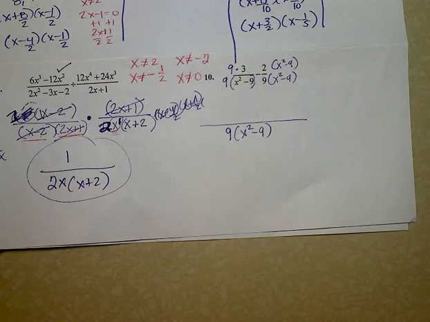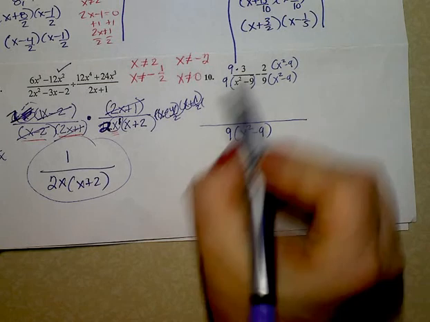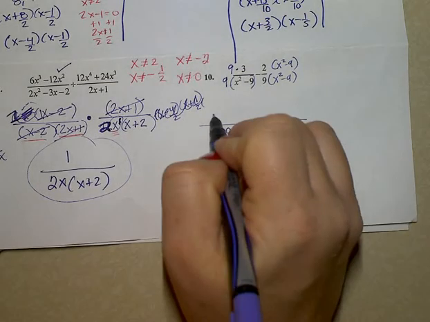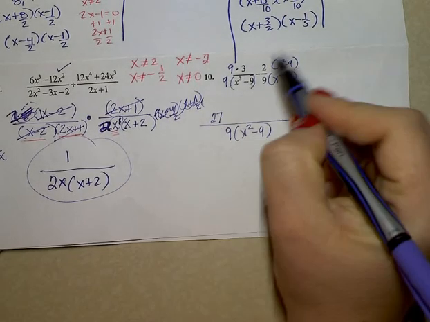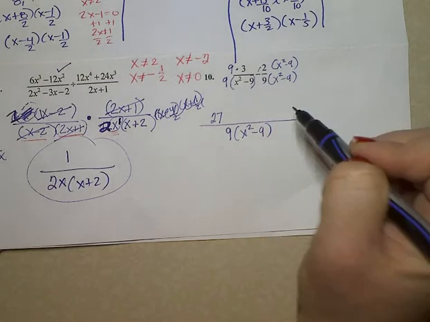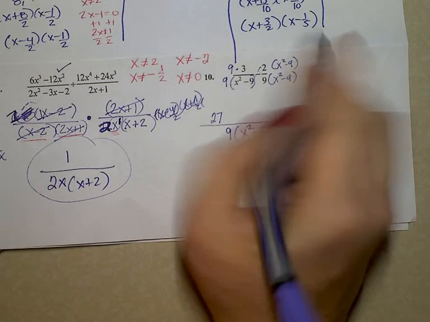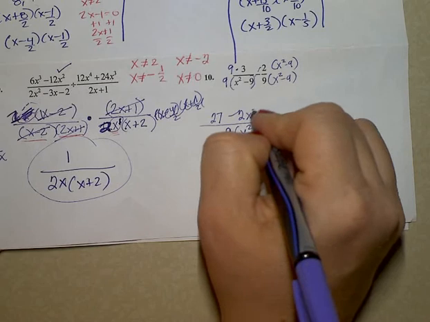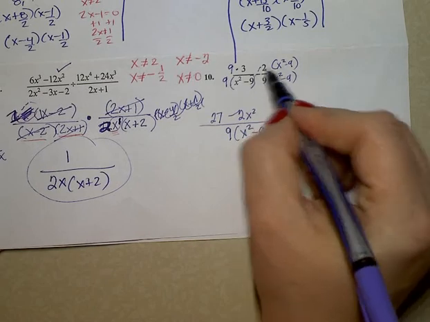Now I'm going to examine the numerator. 9 times 3 is 27. And then I get to take this negative sign. Don't forget it's negative. Negative 2 times x squared. And negative 2 times negative 9.